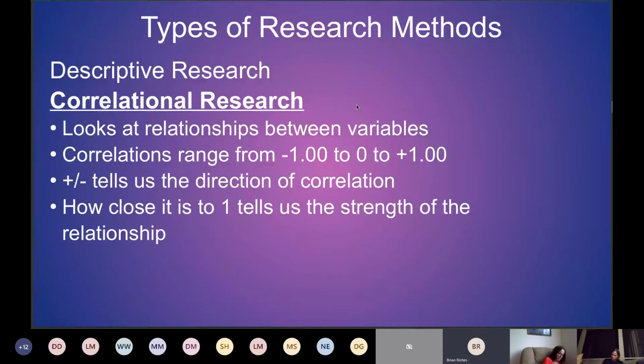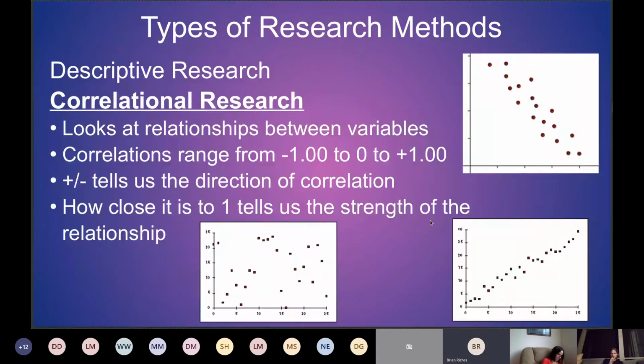So correlations are written in statistical terms and range from -1 to 0 and then back to +1. The positive and minus, the plus and minus, tells us the direction of the correlation. So whether it's a positive or a negative correlation, it's not a value judgment in any way. And the size of the number, the closer it is to the -1 or the +1, tells us the strength of a relationship.